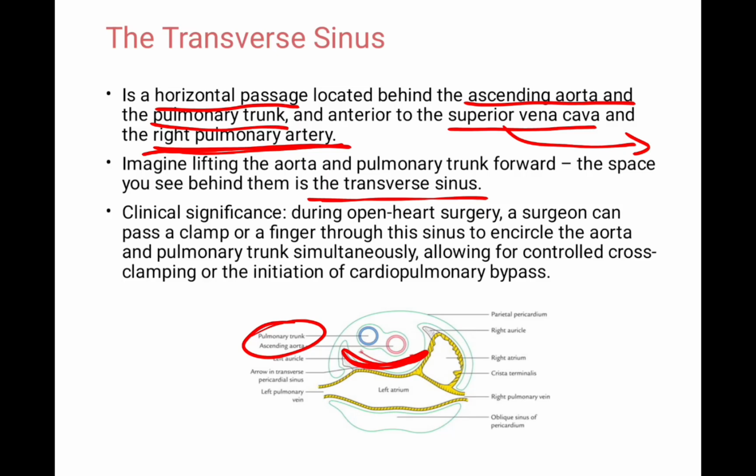The clinical significance of the transverse sinus is that during open surgery, surgeons can pass a clamp or a finger through the sinus to encircle the aorta and the pulmonary trunk simultaneously, to allow for controlled cross clamping or the initiation of cardiopulmonary bypass. So it's important during cardiac surgery.